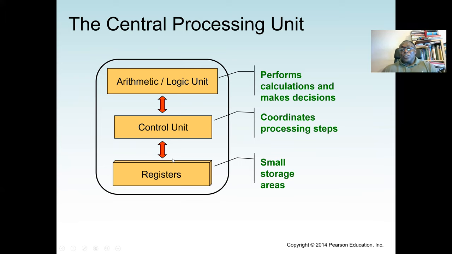So these are the three major components of the CPU. First is the arithmetic logic unit, which we call the ALU. It performs all the arithmetic operations and also the logical operations. The control unit makes sure that the coordination between the memory and the CPU, how data flows, is in good order. Registers are small memories inside the CPU. So any data that the CPU is processing is always in the registers.